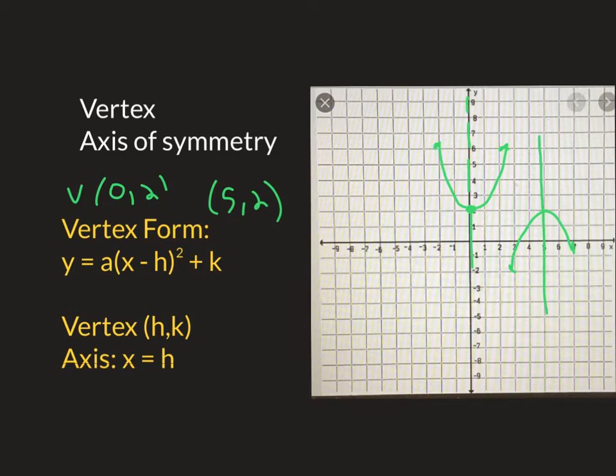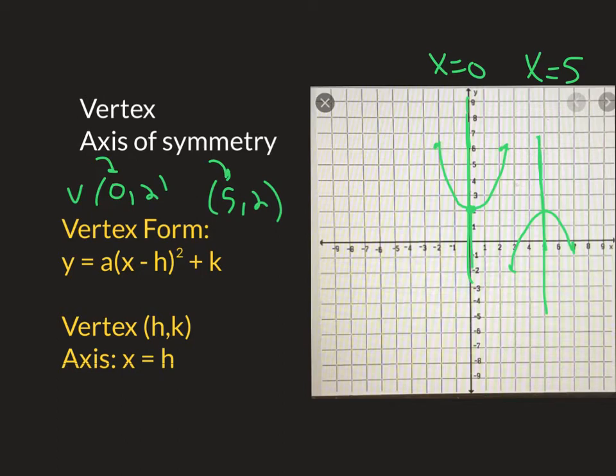And because it's a vertical line, this axis would be x = 0 because it goes right through 0 on the x-axis. This one right here would be x = 5. Your axis of symmetry is always going to be x equals some number. It's going to go right through the vertex. Whatever your x-coordinate of your vertex is, that's going to be where your axis goes.